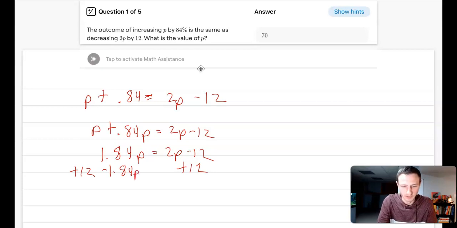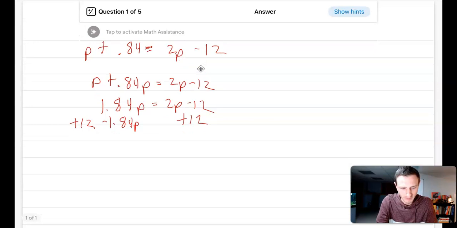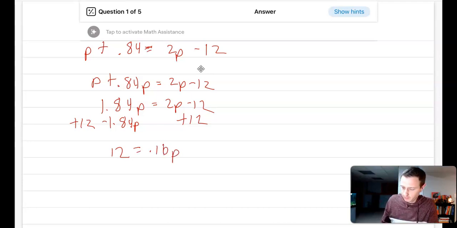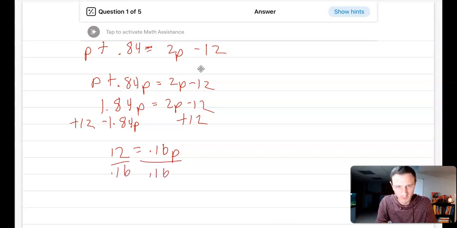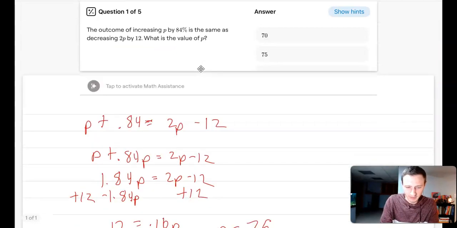This could be a really silly mistake on my part. Let's see. So I had 12 subtracted, so 2 minus 1.84, and we get 12 equal to 0.16p. 12 divided by 0.16 is 75. So p equals 75. Let's check. Let's see if that answer is there. That answer is there. I think that's right.